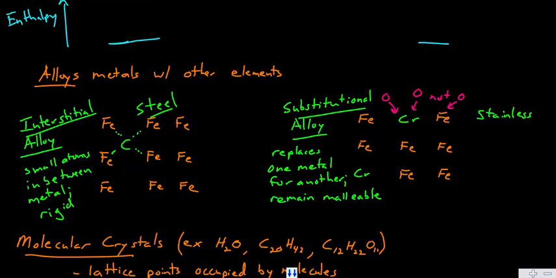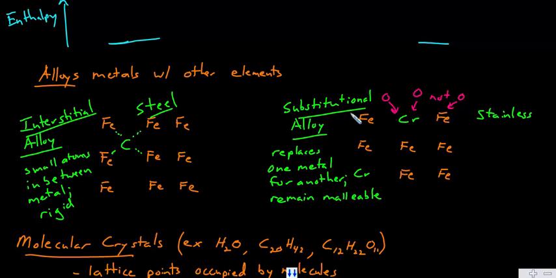Alloys are metals with other elements combined with them too. We have interstitial alloys in which, between the typical normal atoms, we have other elements, like, for example, carbon in steel. Carbon provides a lot of rigidity to the structure because it can bond in a three-dimensional way with all these other atoms. Interstitial alloys provide rigidity by putting small atoms between the typical atoms.